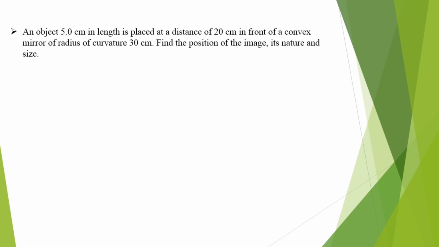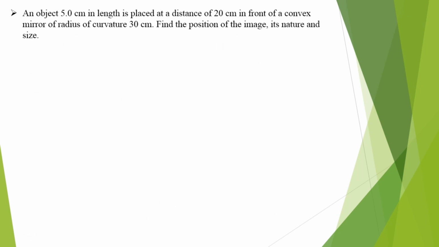Next one: an object 5 cm in length is placed at a distance of 20 cm in front of a convex mirror of radius of curvature 30 cm. Find the position of the image, its nature and size. So here what is given: r is equal to 30 centimeter, that is the radius of curvature. Since it is a convex mirror, the radius of curvature and focal length will be positive. Height is 5 centimeter and object distance is minus 20 centimeter.